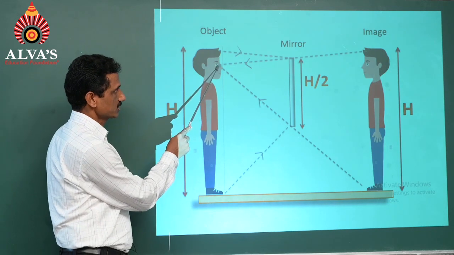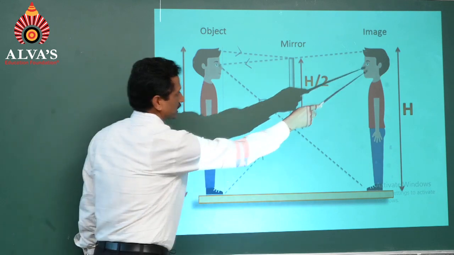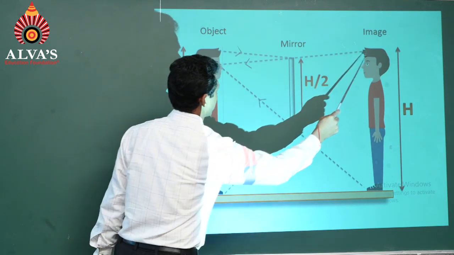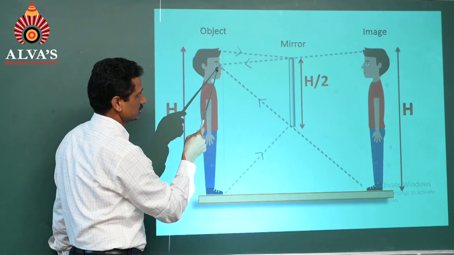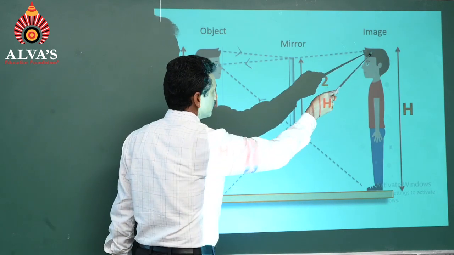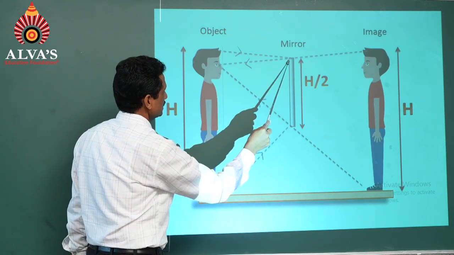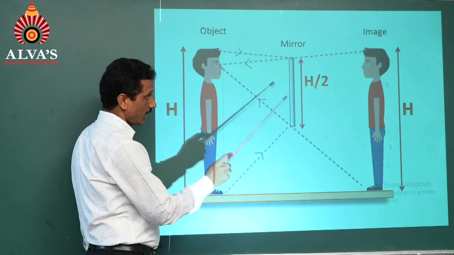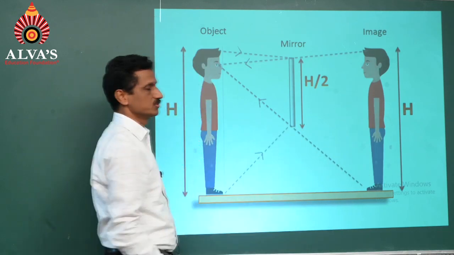Dear students, I will explain with the diagram like this. This is the observer's eye, this is a mirror, this is the image of the observer. Therefore, you take two similar triangles, one is this and other one is this. Therefore, h by 2, height of the mirror, divided by h is this distance divided by this distance. Therefore, height of the mirror is half of the height of the observer.